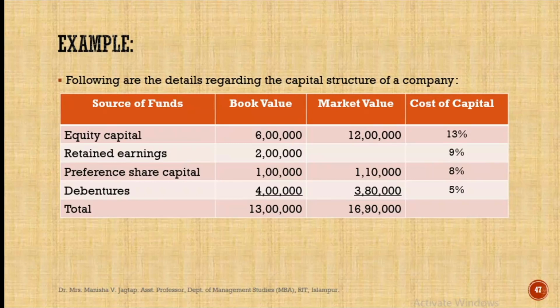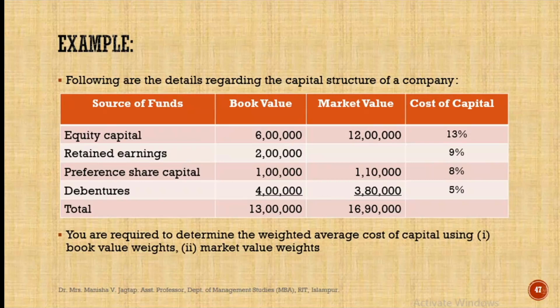So, as we have seen in the theoretical part, the weighted average cost of capital can be calculated using two different methods: the book value weight method and the market value weight method. The same thing we will apply here for solving this particular example. Here you are required to determine the weighted average cost of capital using book value weight and market value weight. So let us see how to solve this example.